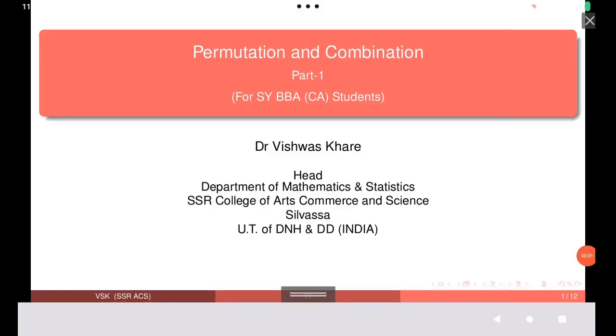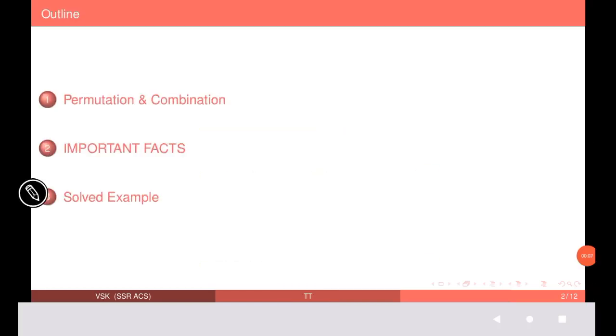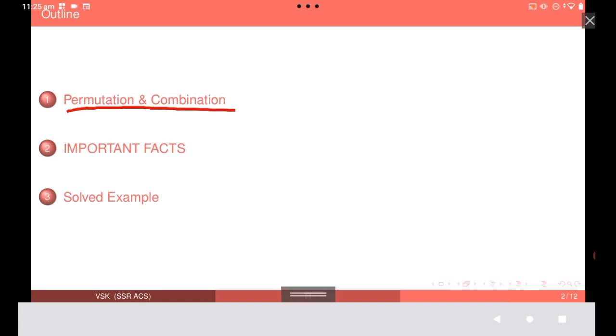The topic of this lecture is Permutation and Combination Part 1. We will cover these points in this lecture: permutation and combination, important facts, and some solved examples. So these 3 points we are going to cover.